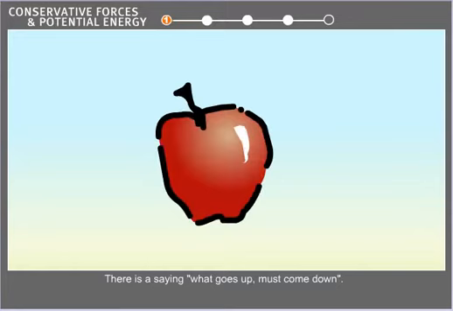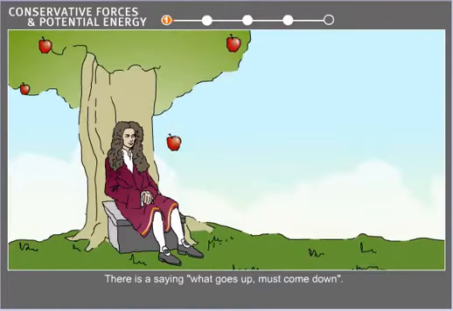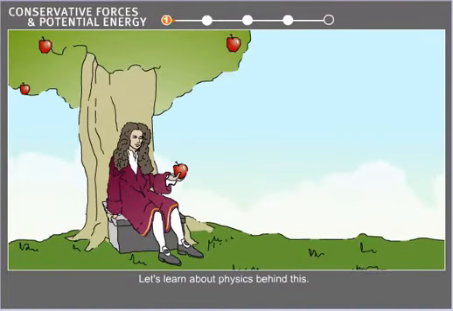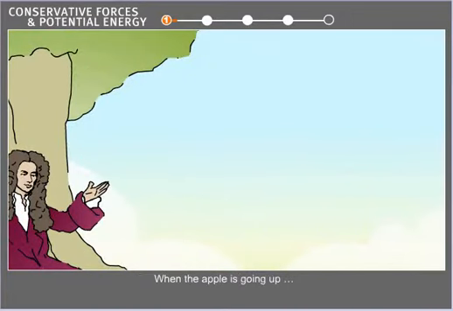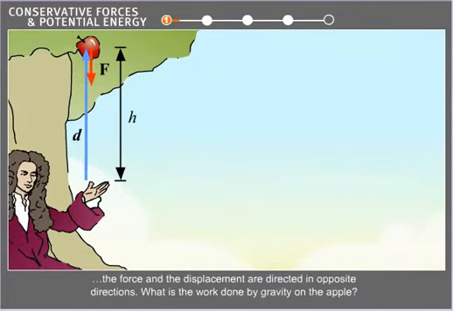There is a saying, what goes up must come down. Let's learn about physics behind this. When the apple is going up, the force and the displacement are directed in opposite directions. What is the work done by gravity on the apple?